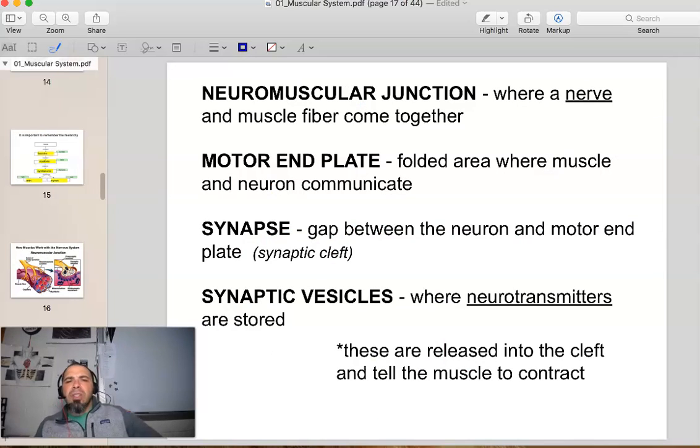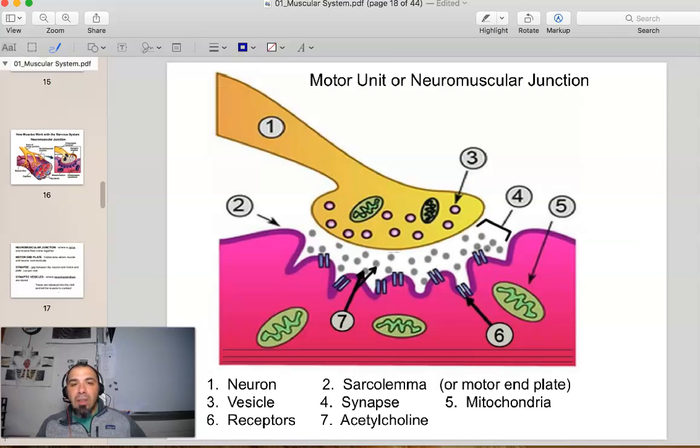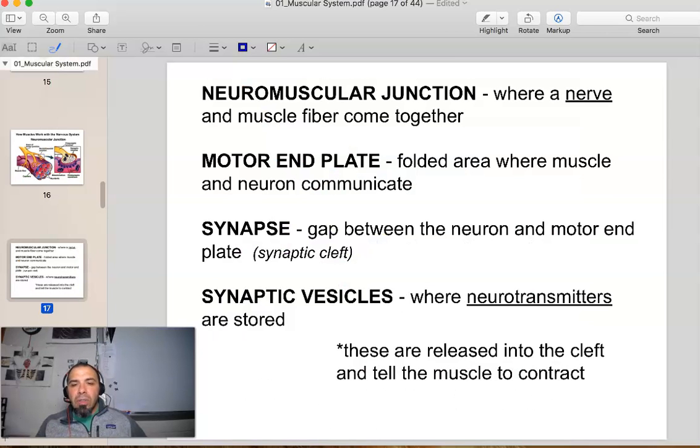So the neuromuscular junction is where a nerve and muscle fiber come together. You have a motor end plate; that's where the muscle and neuron communicate. You've got the synapse, and then you have the synaptic vesicle. And so the neurotransmitters are things like acetylcholine.